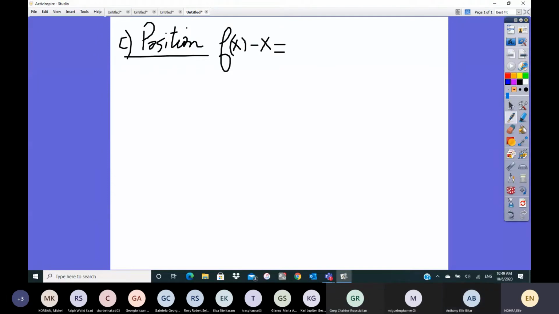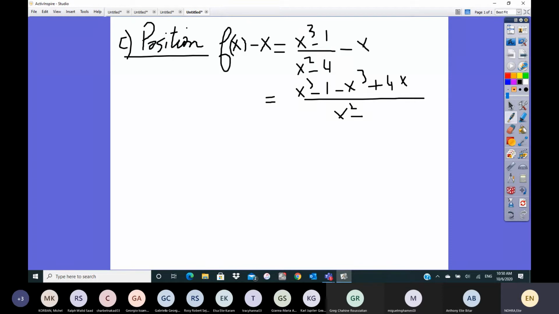Now, we don't have to do the work all over again just because it's on a different page, so I'm going to do it. x cubed over x squared minus 4 minus x, which is x cubed minus 1 minus x cubed plus 4x over x squared minus 4, equals 4x minus 1 over x squared minus 4.